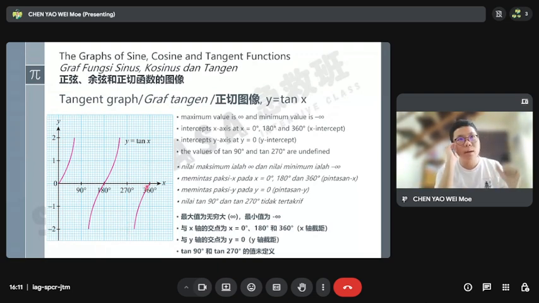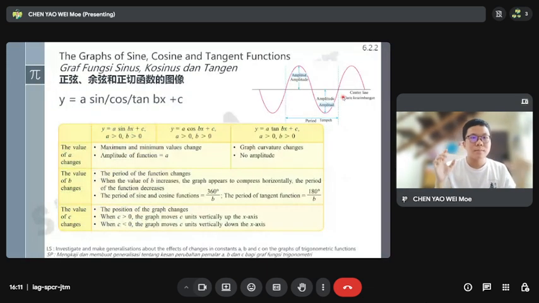You need to know about these three graphs. Then the next thing is the trigonometric function. We can represent it like this: y equals a, either sine, cosine or tangent, of bx plus c. The values A, B and C will change in different situations.